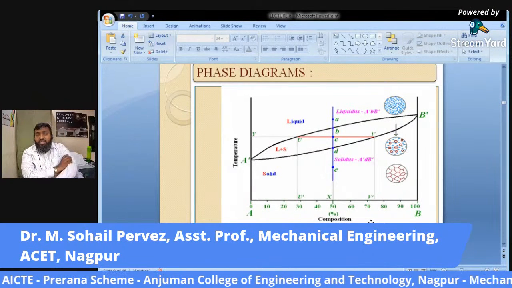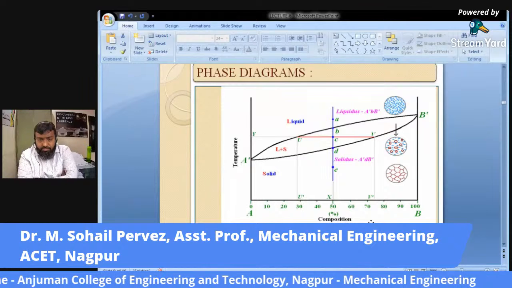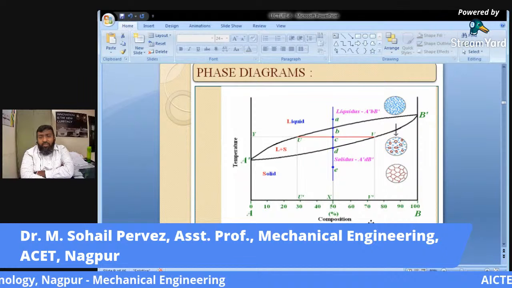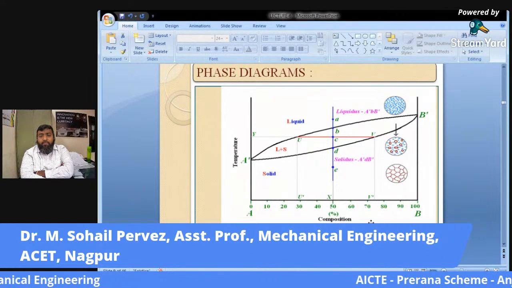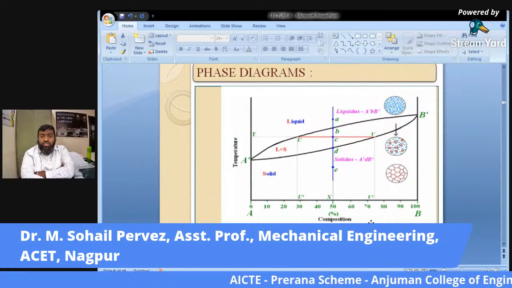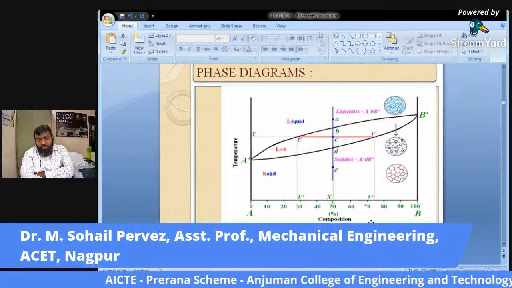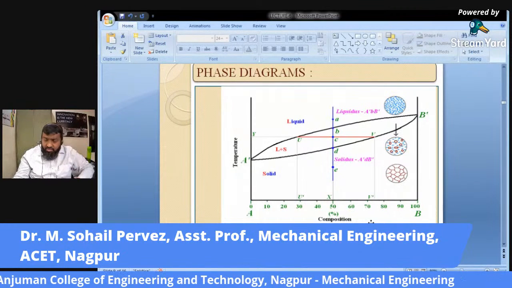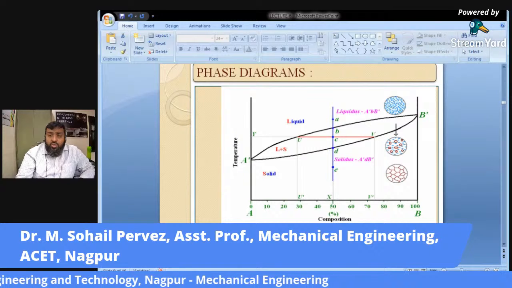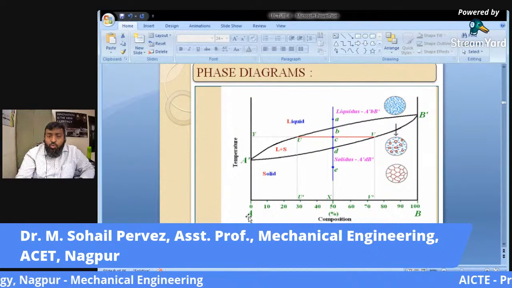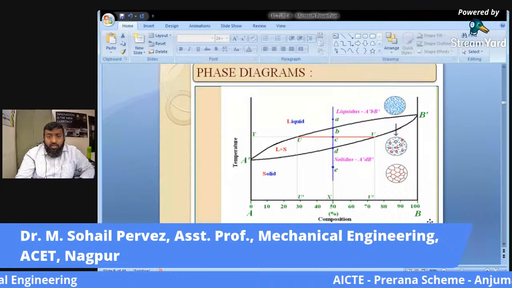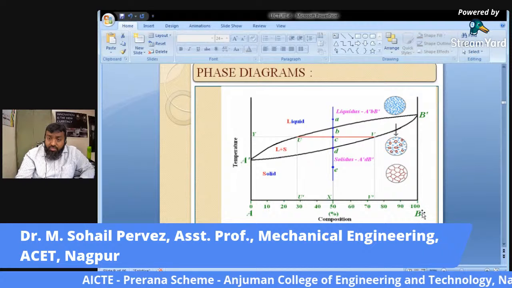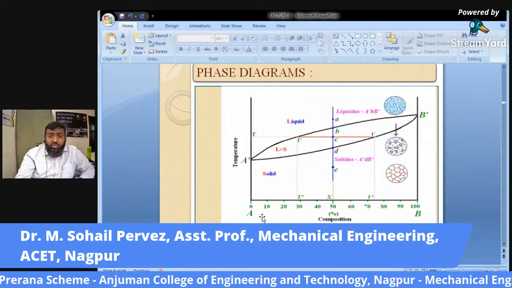So this is the phase diagram representing the isomorphous system, wherein this diagram typically shows temperature and percentage composition of two different metals. Now let us take the example of CuNi. But prior to that, as we'll be dealing with the numericals, just take this example. We are having two metals A and B. Now these are the percentage of B, percentage of metal B with respect to A.